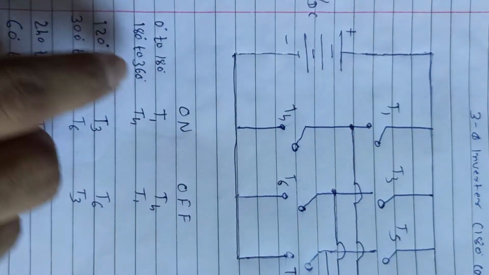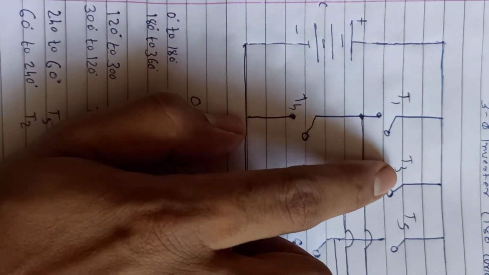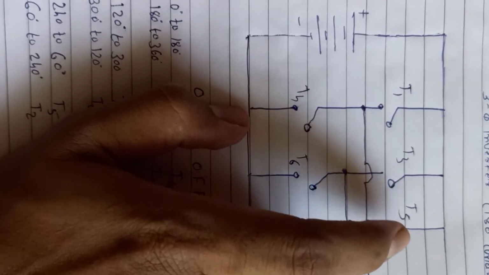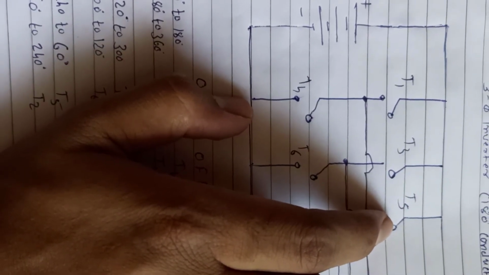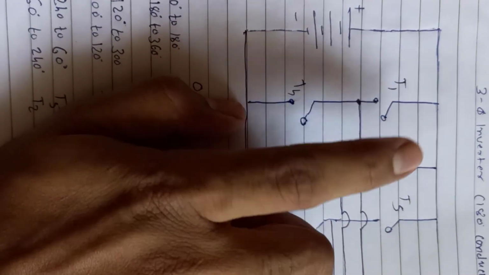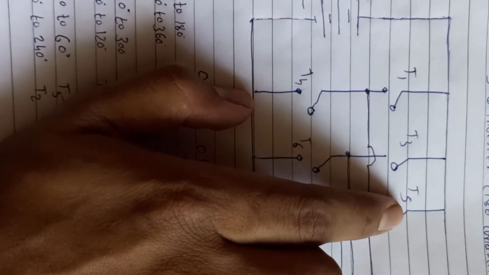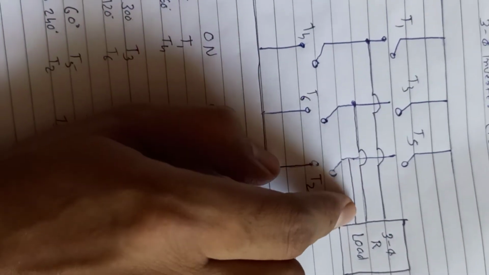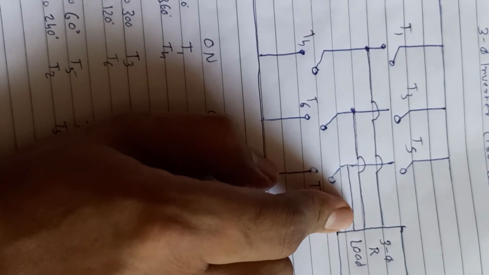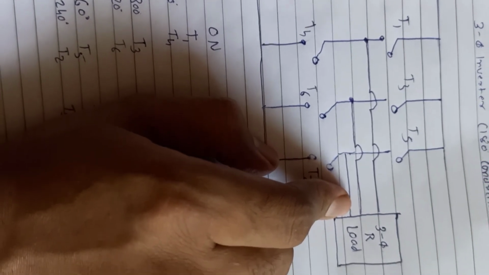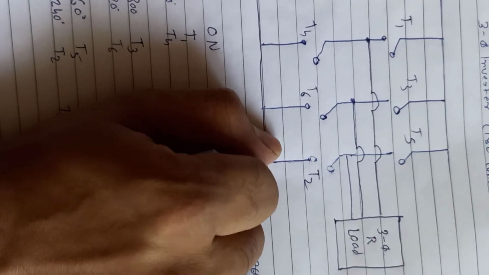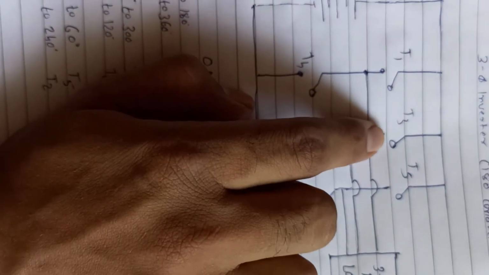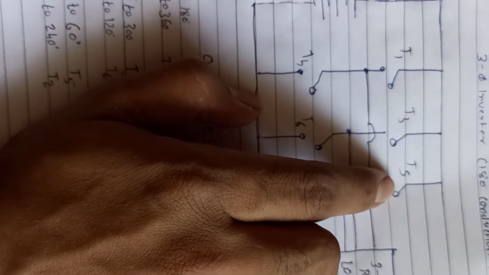So I hope you understand. Now I will turn on T3 at 120 degree, and T5 at 240 degree. T1 at 0 degree, T3 at 120 degree, and T5 at 240 degree. Why is it so? Because I want a three-phase output, and we know that our three-phase AC voltage is 120 degree apart. That's why I have turned on T1 at 0 degree, T3 at 120 degree, and T5 at 240 degree.